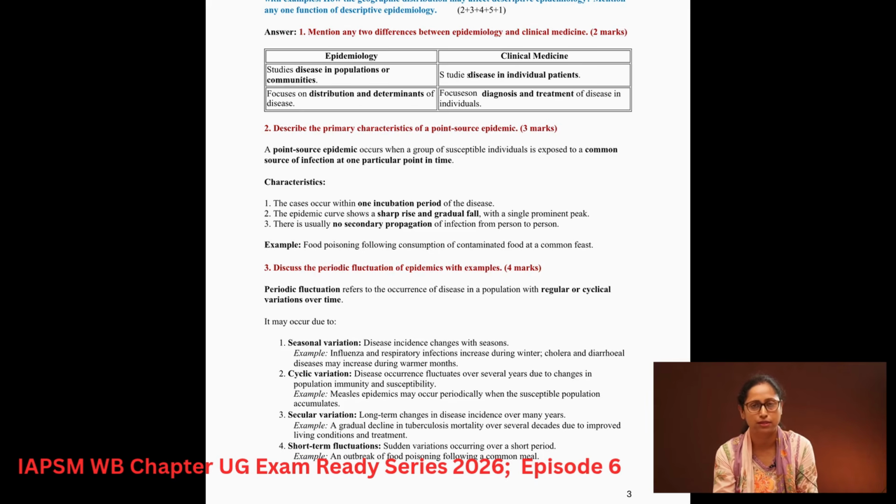For example, I can just tell one: in seasonal variation, influenza or respiratory tract infections increase during winter months, while cholera and diarrheal diseases increase during warmer months, especially in the rains.